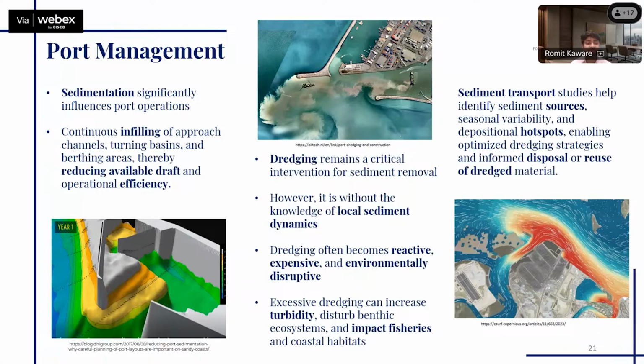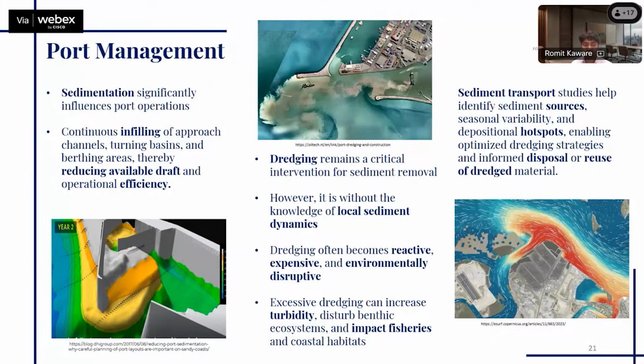Now, say such sediment goes on depositing into the navigational channels of the ports, and it remains unchecked for a longer period of time, as you can see in the graphic as well. If it goes unchecked, it might clog the navigational channel itself, thereby reducing the available draft for the larger vessels and reducing the operational efficiency of the ports itself.